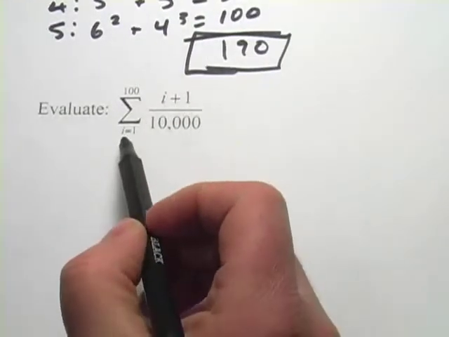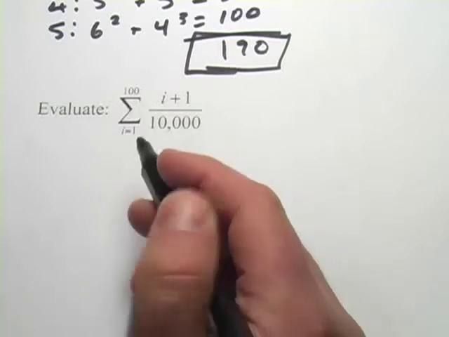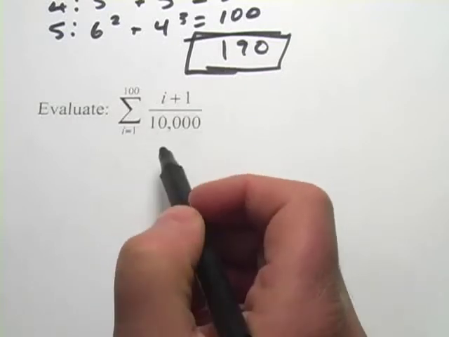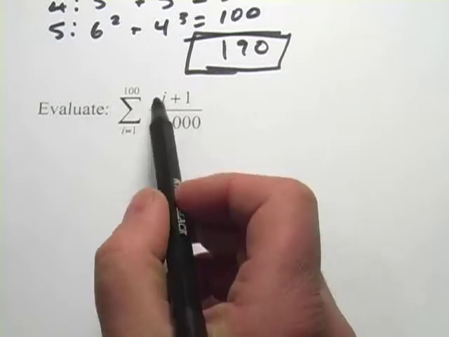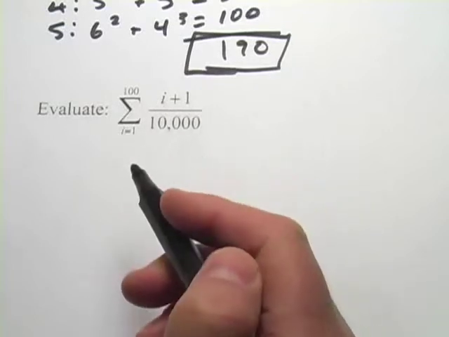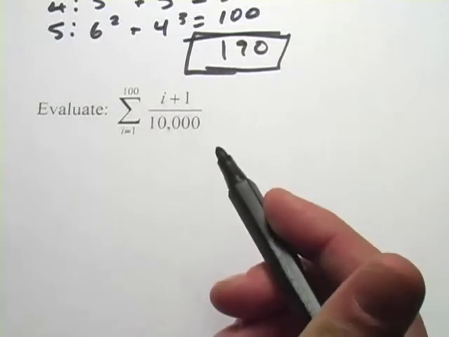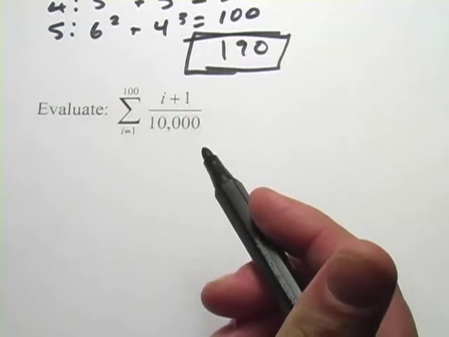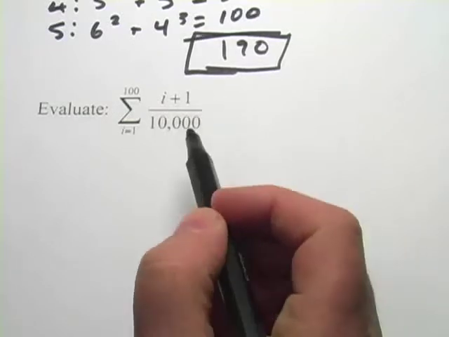We have i equals 1 all the way up to 100. So there are going to be 100 things we have to figure out and then add together. And our expression is (i plus 1) over 10,000. Well, how are we going to do this without it taking all day long? Well, let's think about this for a second.